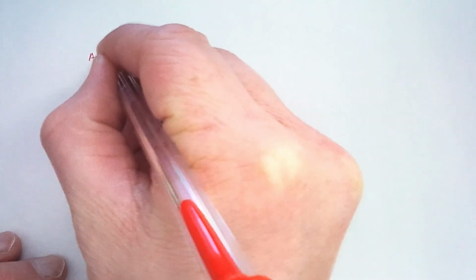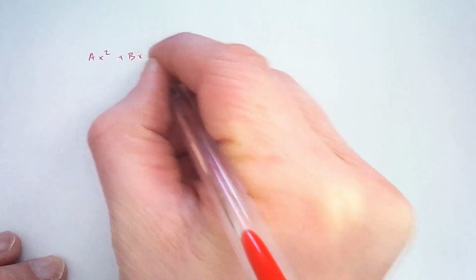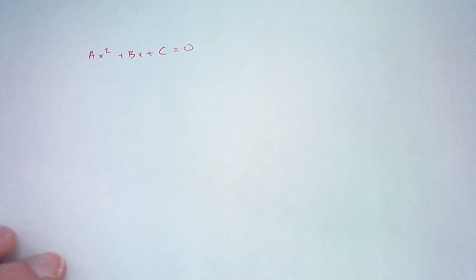Hey everybody, in this video we are going to talk about how to derive the quadratic formula. So if you start with the equation ax squared plus bx plus c equals 0, you can solve for x to derive the quadratic formula. Okay, now in order to do that, what we're going to do is complete the square.